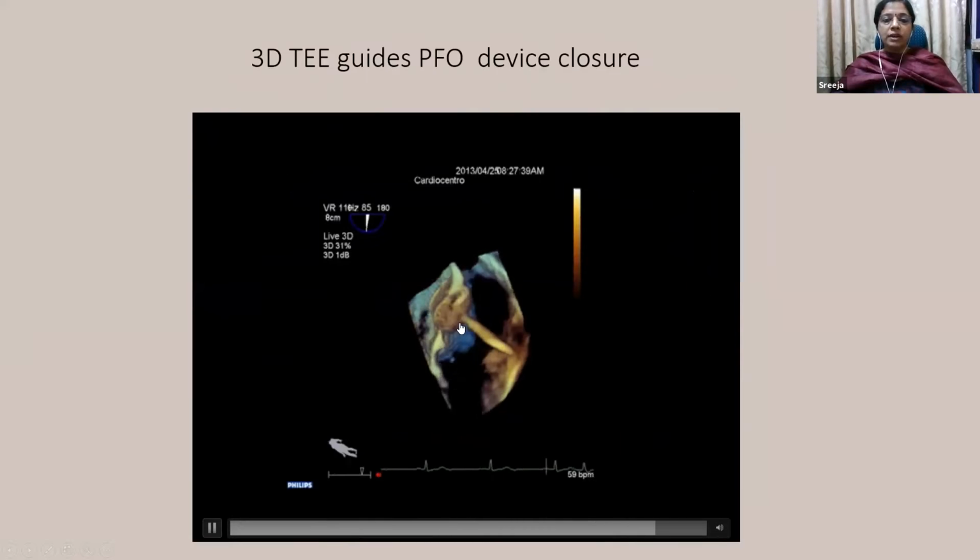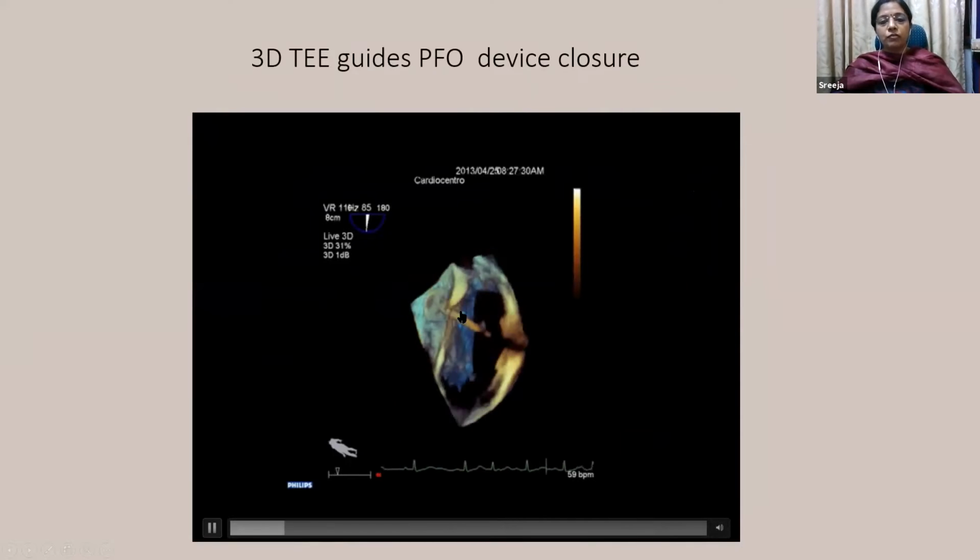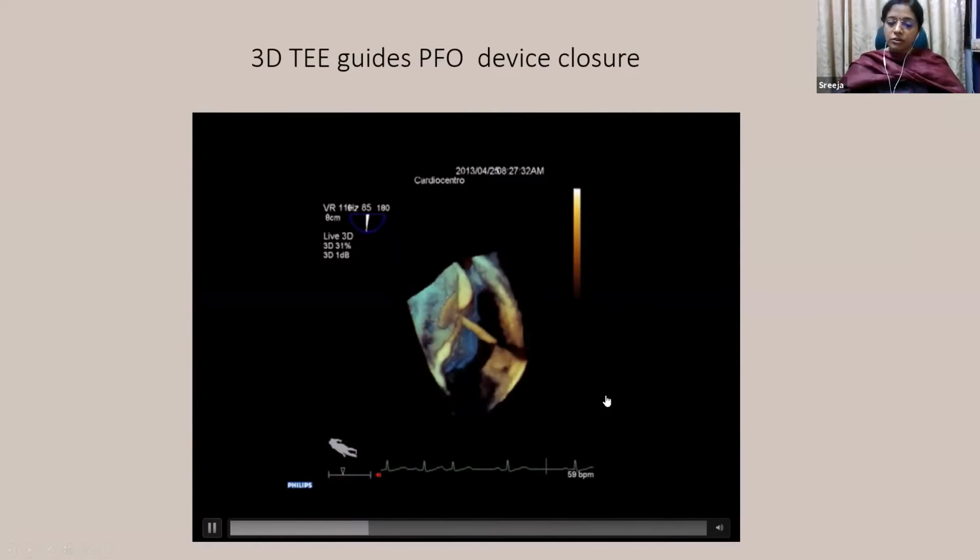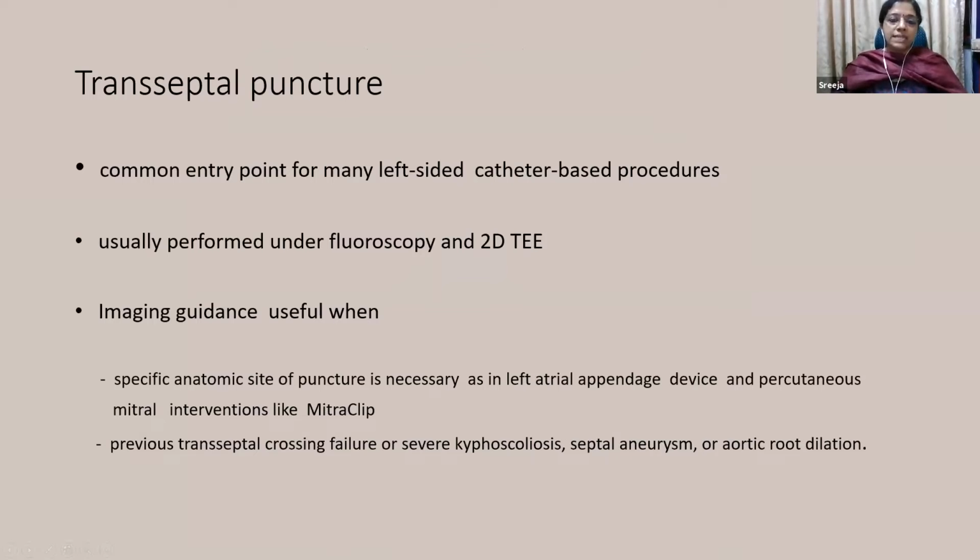You can appreciate the clasping of the septum and the PFO by the left atrial and right atrial disc also. Coming to transeptal puncture, it's a common entry point for many left heart procedures. It's usually performed under fluoroscopy and 2D TE.